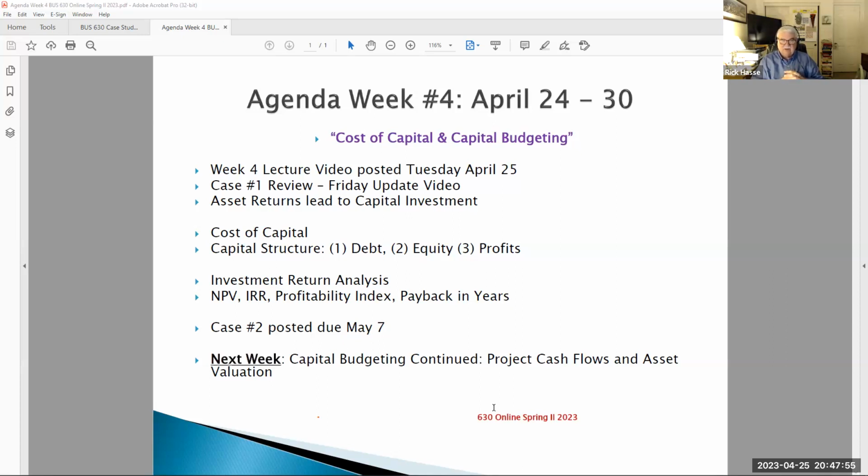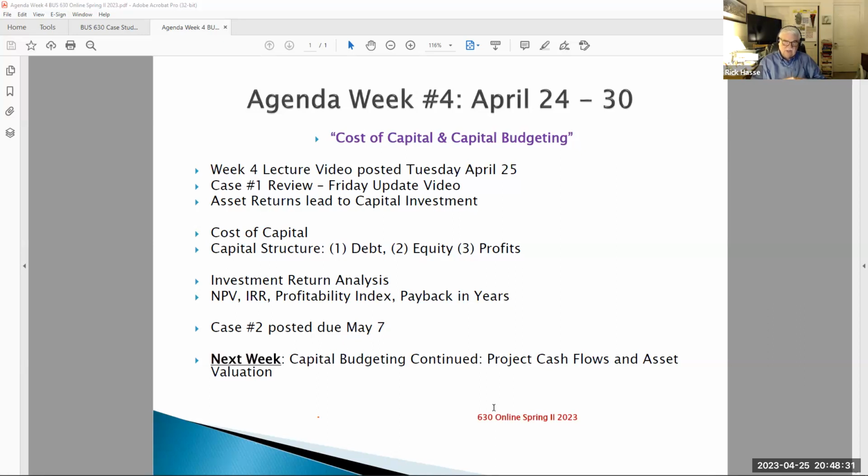This is an analysis of an investment in an asset, and is that investment in the asset providing an adequate return for the company? We'll take a look at that in our lectures on Friday of this week and also into next week. We're going to be doing investment return analysis using 4 key figures or 4 key disciplines to determine that return on investment: net present value, internal rate of return, profitability index, and payback in years. We'll continue with this analysis in week number 5.